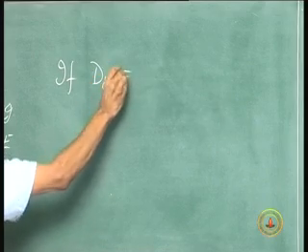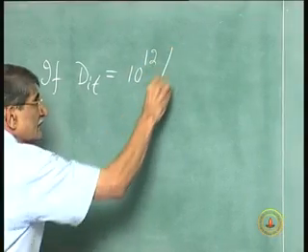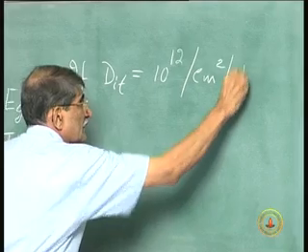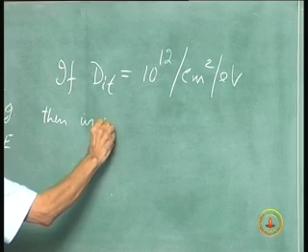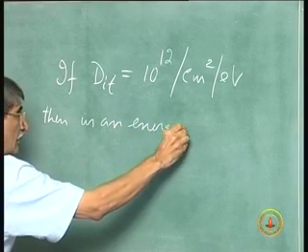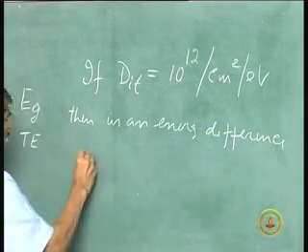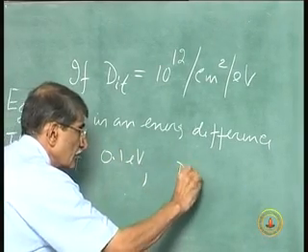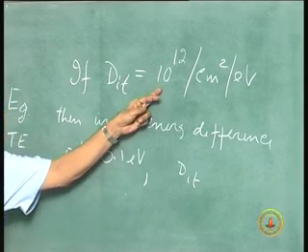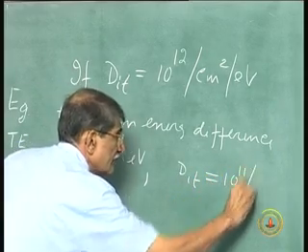If I say DIT equals 10 to the power of 12, this is some number I am tossing out, per centimeter square per electron volt, then in an energy difference of 0.1 electron volts, you will have total DIT equal to 10 to the power 12 per centimeter square per electron volt into 0.1, which will be equal to 10 to the power 11 per centimeter square.